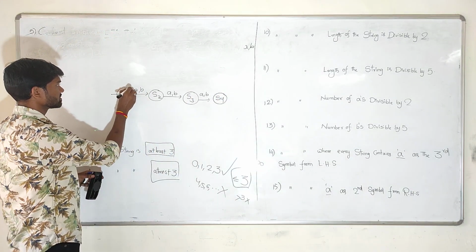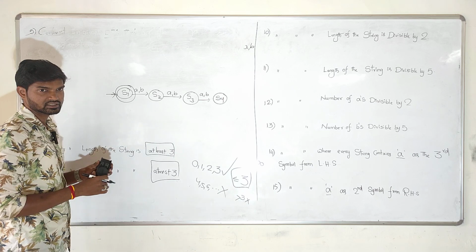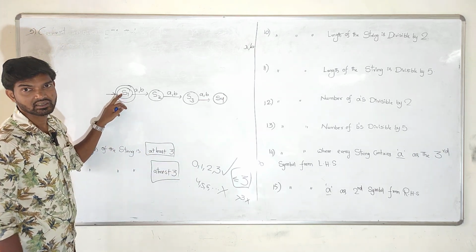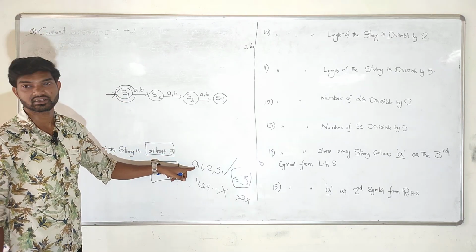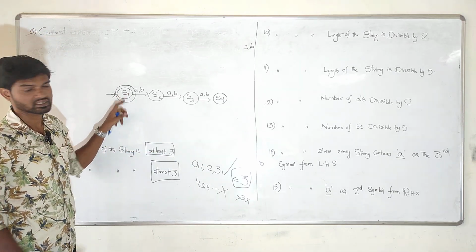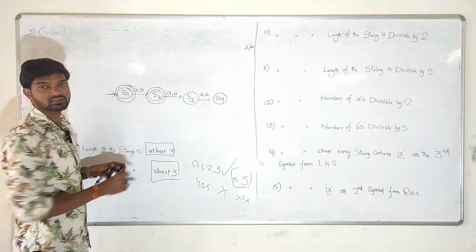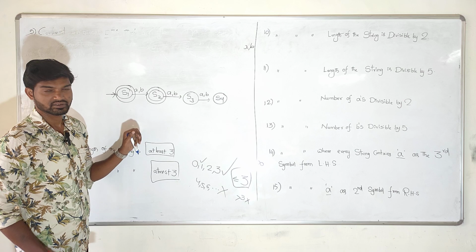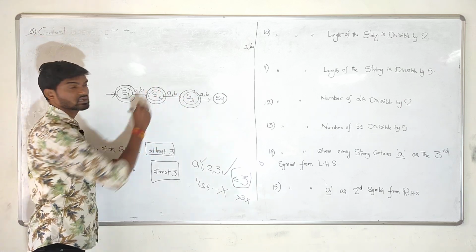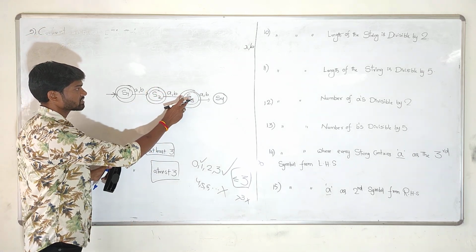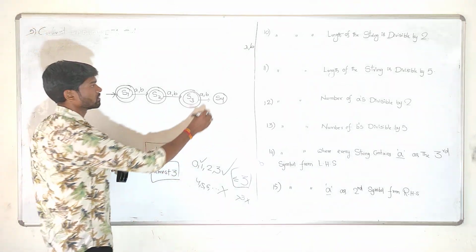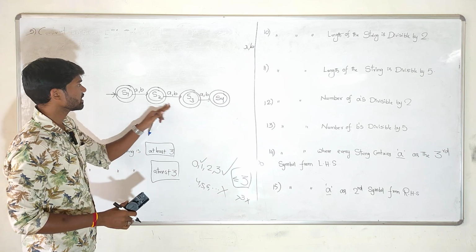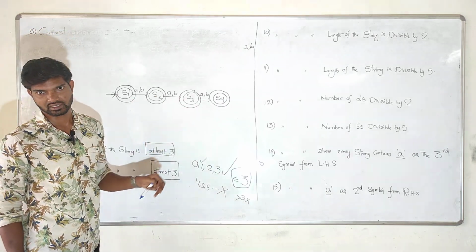So a 0 length string means the initial state and final state are the same. 0 length string accepted means the initial state itself is a final state. That's the meaning of 0 length string. So S1 is also a final state, and S2 is also a final state, because a 1 length string is also accepted. And a 2 length string is also accepted, so S3 is also a final state, and S4 is also a final state. Like this, you will get at most 3 length strings.